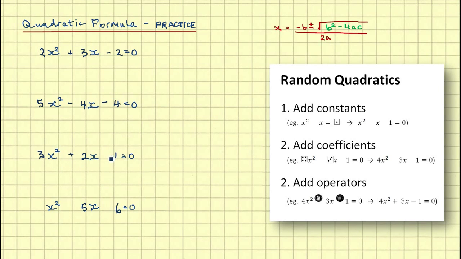Okay, I've got head, head. So that's plus, plus. And finally, let's give it a proper flip this time. Okay. Tail, tail. Alright, so I've got minus, minus. So this is how we randomly generate some quadratics, just using dice and coins.